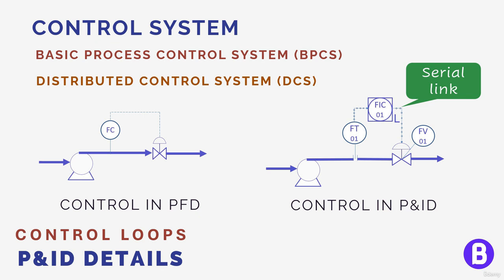Its cabinets are located in the control room. It receives the signals from the instruments, and based on the reading it received, it can process the signal and give an output signal to the final control element, which can be the valve and the motor, and hence we can adjust the process and achieve the control function we need.